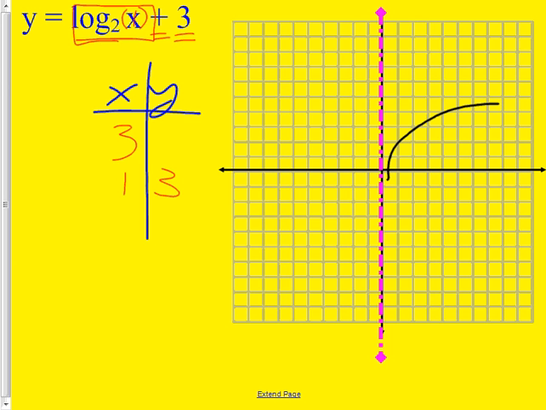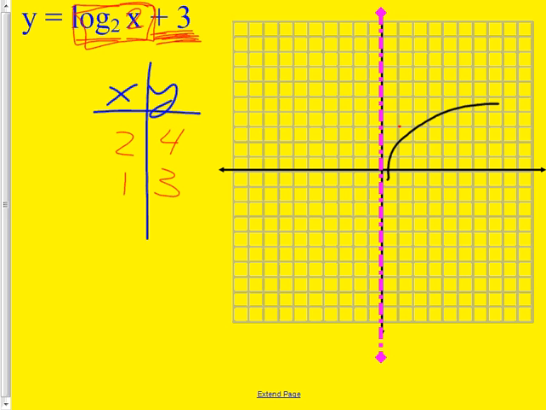Okay, good. And then another option is to put in 2. That's the same as the base. If I put a 2 right here, then I'd get 1 for this, plus the 3 makes 4. 2 comma 4, and that's 2 accurate points, and I'll have enough. So 1 comma 3, over 1 up 3.